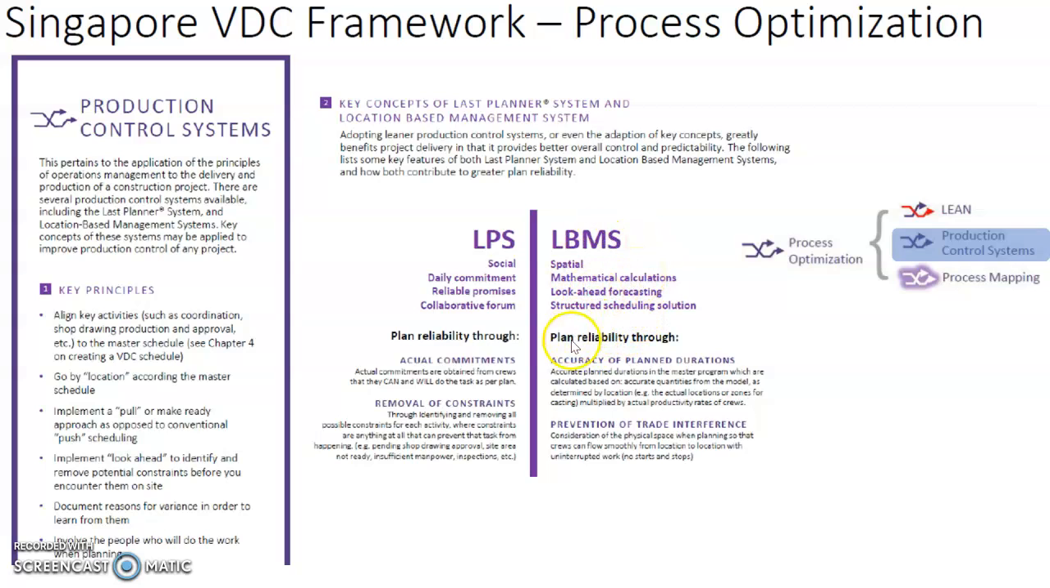For the location-based management system, the plan reliability is derived from the accurate plan duration in the master program, which is calculated based on accurate quantities from the model as determined by the location, multiplied by the actual productivity rates of the stakeholders or the workers. It also comes from prevention of trade interference, or consideration of the physical space when planning, so that the workers can flow smoothly from location to location with uninterrupted work. So let's look into both of them.